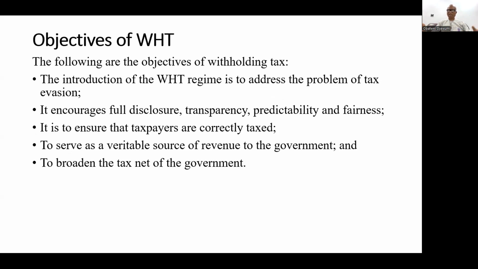Once you carry out business, or you do a transaction, or you carry out a contract or supply, you have to pay withholding tax. It prevents tax evasion. Number two, it encourages full disclosure, transparency, predictability, and fairness. Number three, it is to ensure that taxpayers are correctly taxed as well. Number four, to serve as a very simple source of revenue to the government and to broaden the tax net of the government.